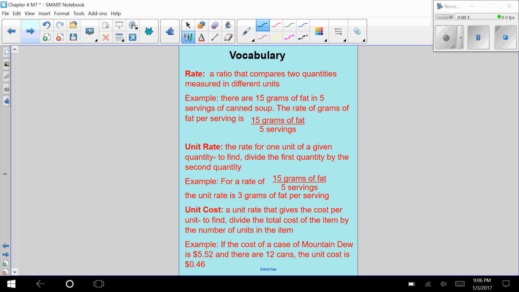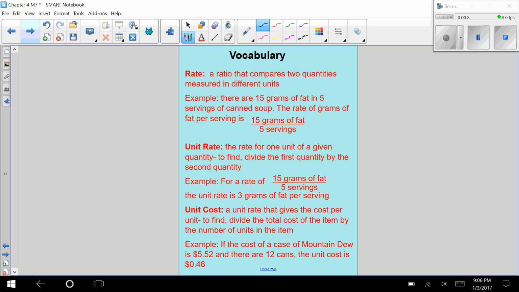A rate is a ratio that compares two quantities measured in different units. So for example, there are 15 grams of fat in 5 servings of canned soup. The rate of grams of fat per serving is 15 grams of fat per 5 servings, or over 5 servings, is how we write it.